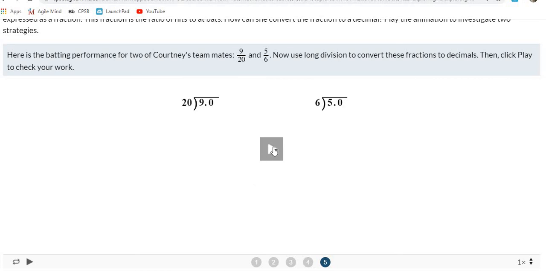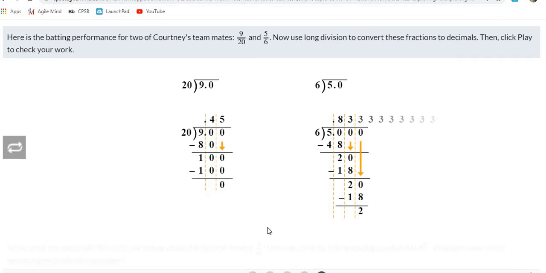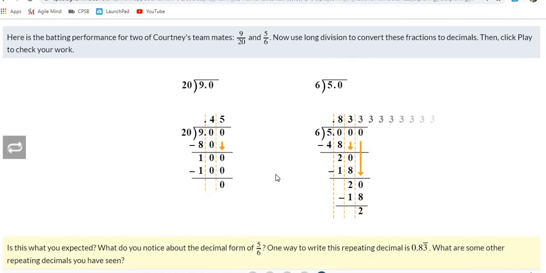Okay, checking your answers to B and C. You're going to solve these. And for 9/20ths, I end up getting 0.45. And then for 5/6, I end up getting 0.8 and 3 repeating.